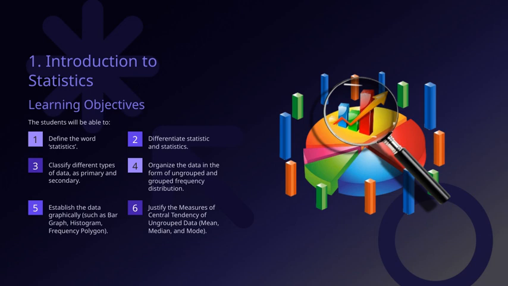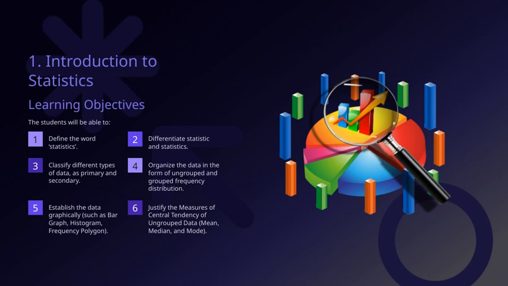We'll define the term statistics and understand its significance. Then, we'll look at how data can be classified into two main types, primary and secondary data. It's important to see how these types differ and why that matters in analyzing information. We'll also differentiate between the word statistic, which refers to a specific measure, and statistics, which is the broader field itself.